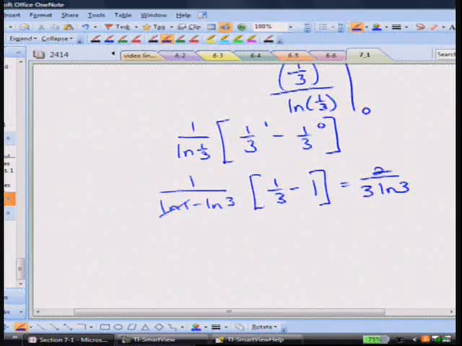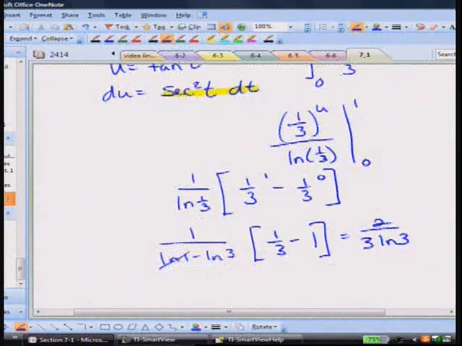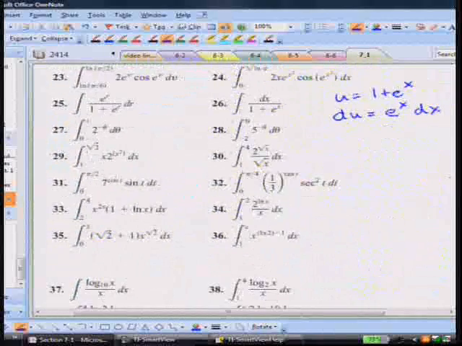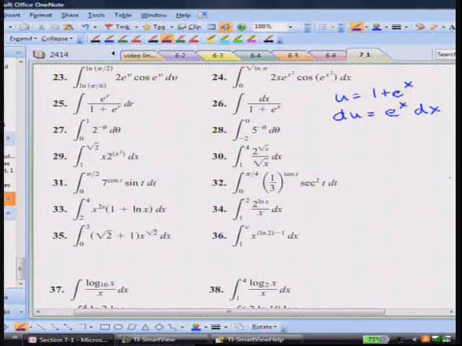Awesome. All right, so let's look back up and see if we can find any more that look like they would be totally fun to work. 34 looks pretty fun. What do you want your u to be on 34? Brandon, can you see it?